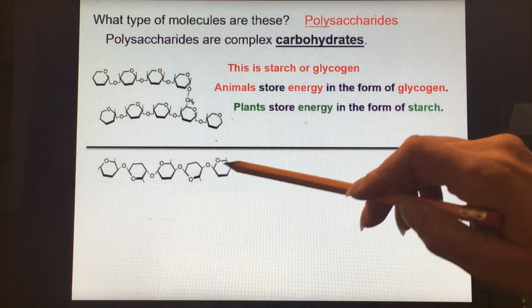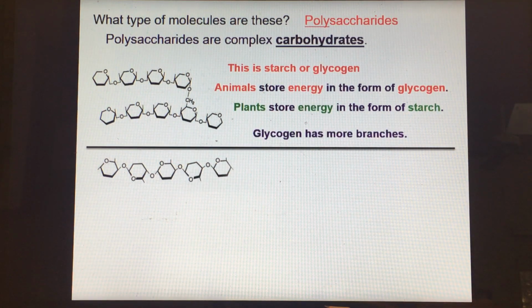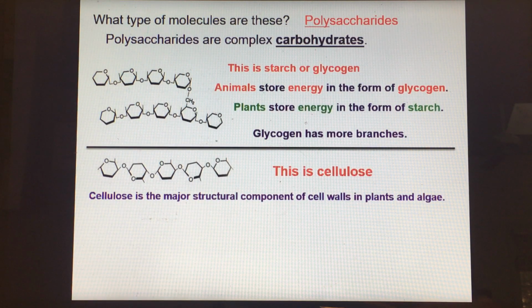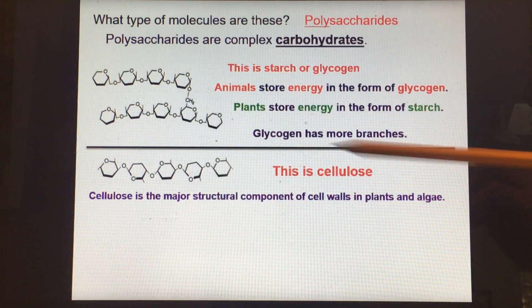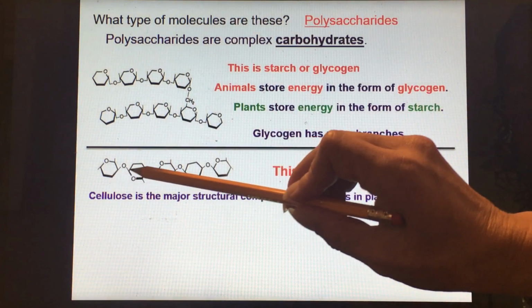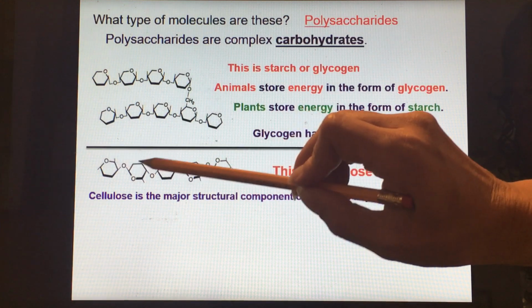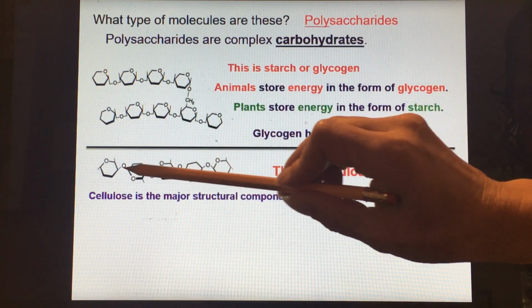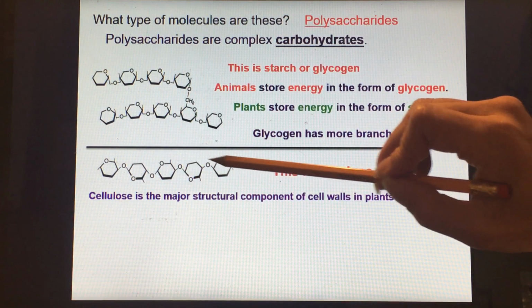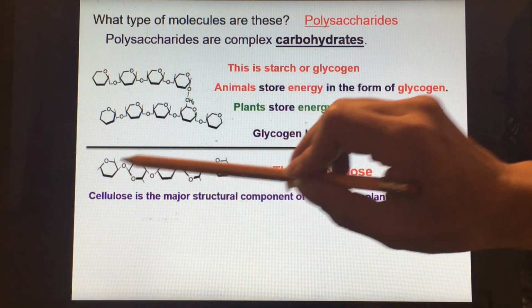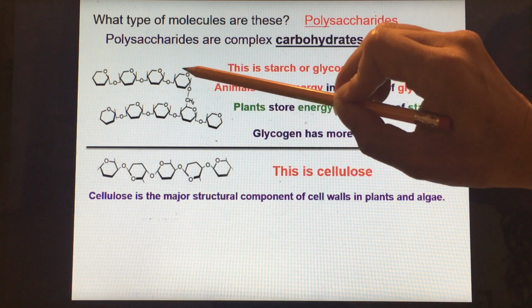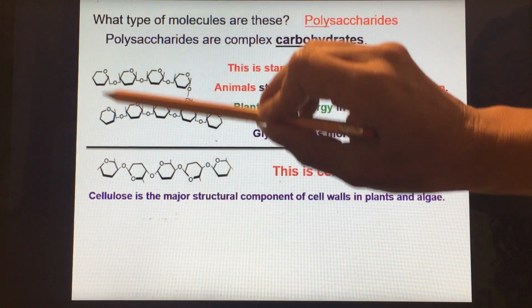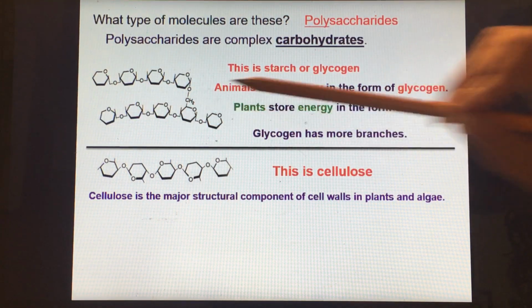Now this down here is cellulose, and it is the major structural component of cell walls in both plants and algae. And again, you can tell it is cellulose because it has the oxygens in alternating directions, so it's going to have a different bond angle because each of these glucose alternate directions, right side up and upside down. These, if you notice, all of the oxygens are facing the same direction.